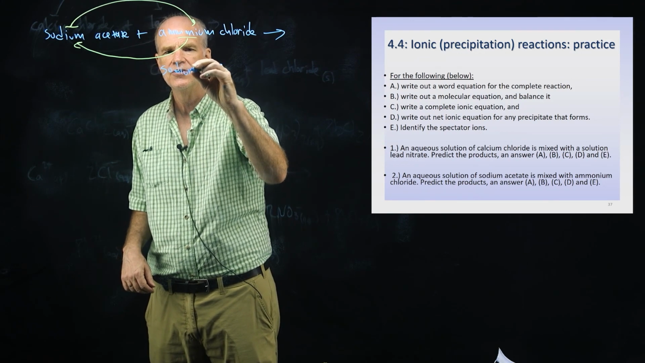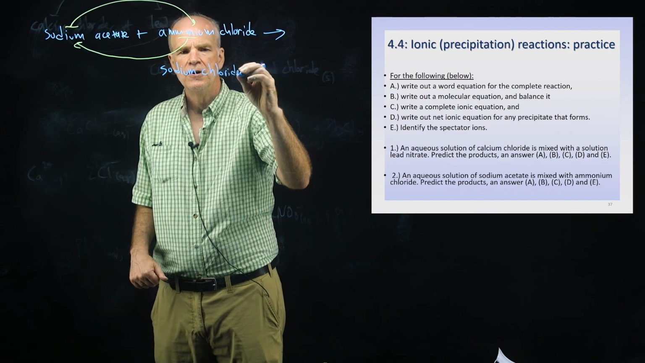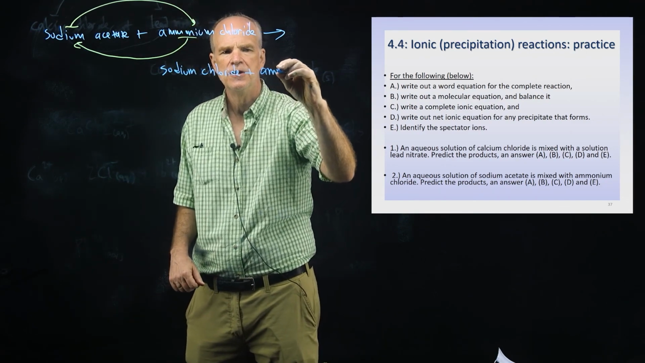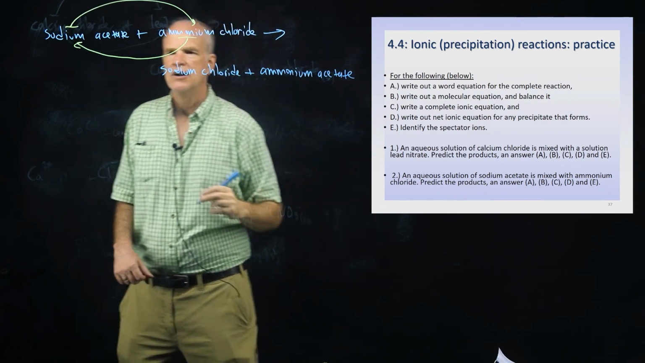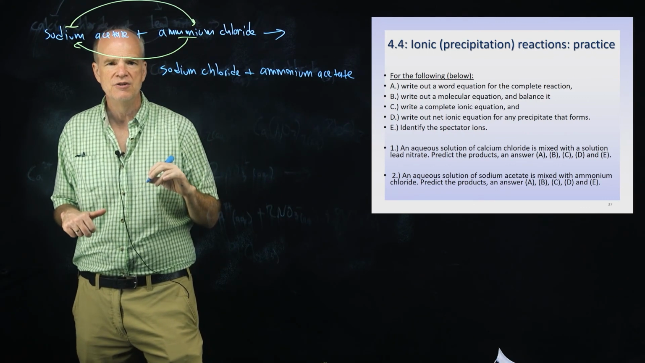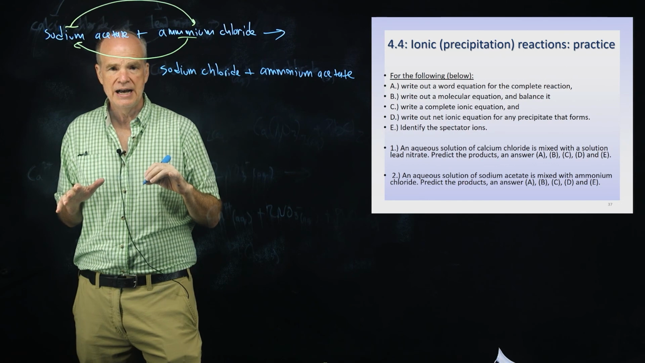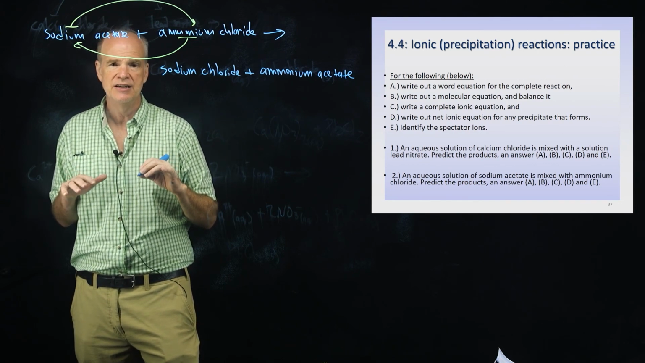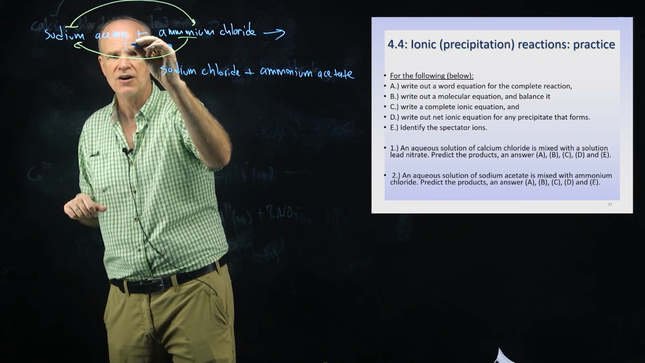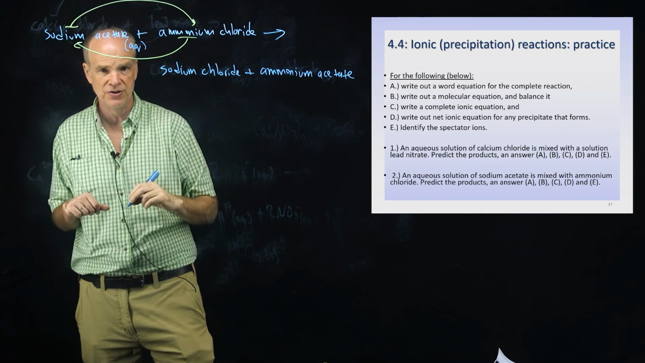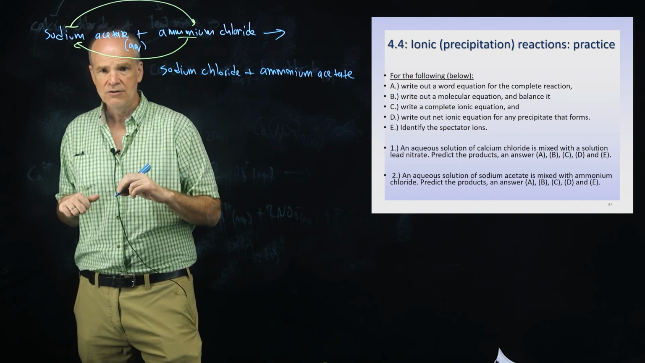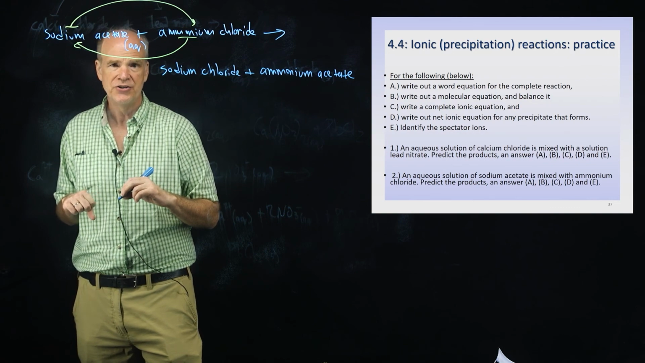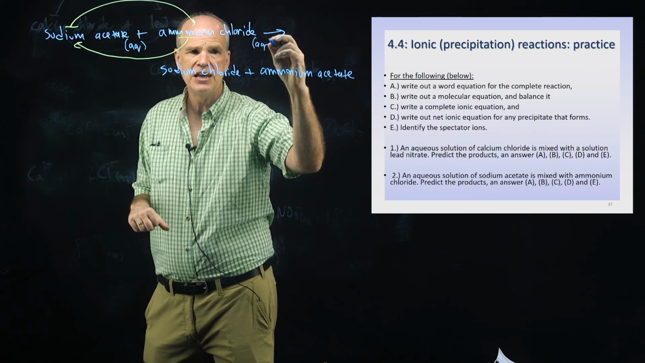So let me write that down here. Sodium chloride and ammonium acetate. Okay. Now, I'm going to add state symbols at this point. So you might recall that when you have an anion, that is an acetate, in a compound, all compounds with the acetate anion are soluble. So all of them are. So I'm going to write aqueous here to indicate that this would totally dissociate into ions. With ammonium chloride, you might remember that all compounds with ammonium ion are soluble. So we're going to put this as aqueous.